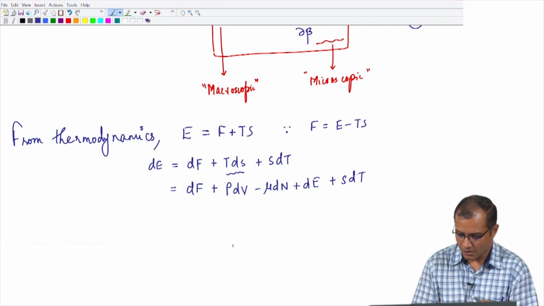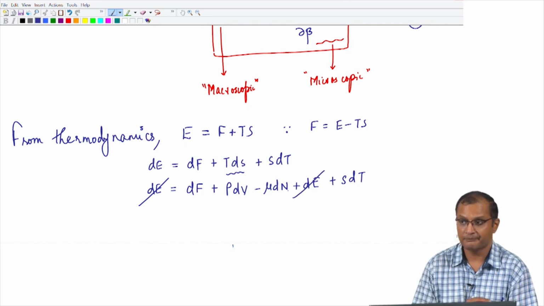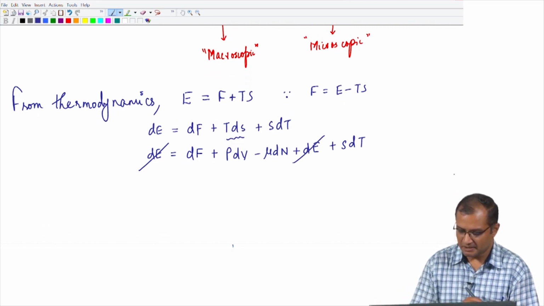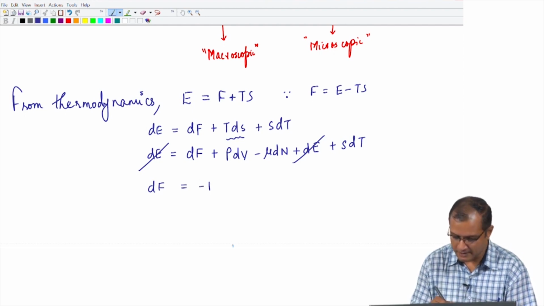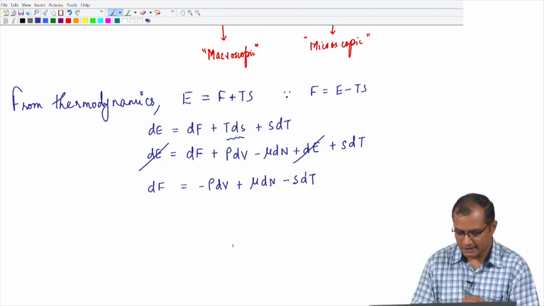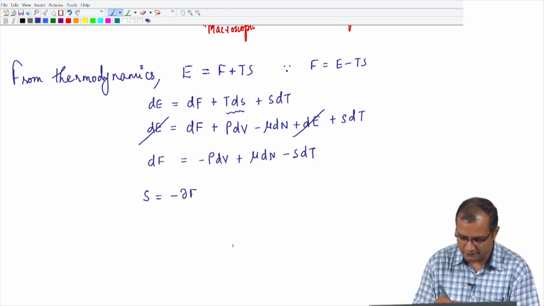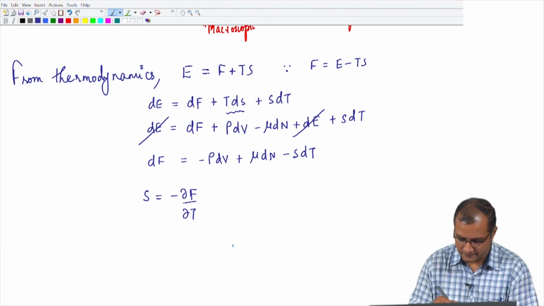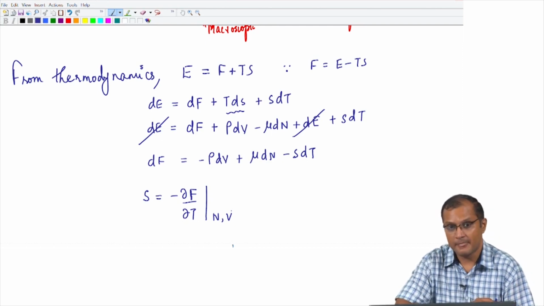Okay. So, you can knock off the internal energy change from both sides, and simply see that dF is nothing but minus PdV plus mu dN minus SdT, which allows me to write down the entropy as minus dF by dT at constant N and V conditions.